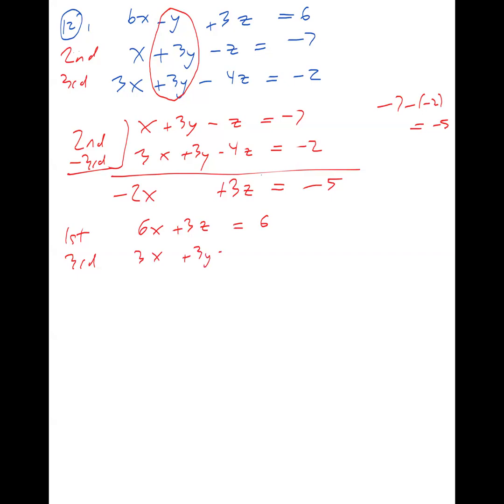Oh, I made a mistake. What mistake did I just make? Yep. The hardest thing for me is to pay attention. Okay, the second one is x. Well, the third one, I mean, sorry. Third one is 3x plus 3y minus 4z equals negative 2.